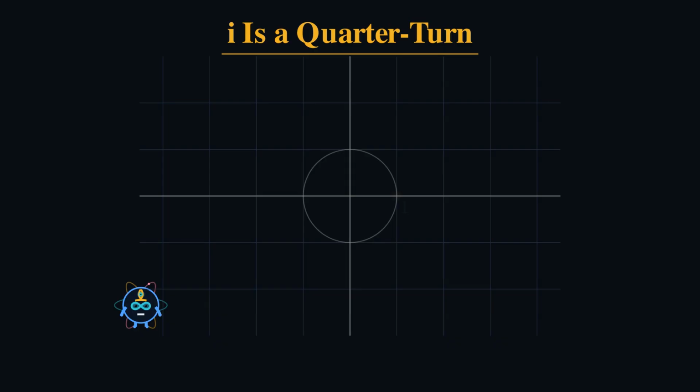Here is the whole secret. Put the arrow on 1, pointing right. Now multiply by i just once. It turns a perfect quarter turn to i. Multiply again, another quarter turn to -1. Again to -i, and once more all the way home to 1. 4 turns, 1 full circle.